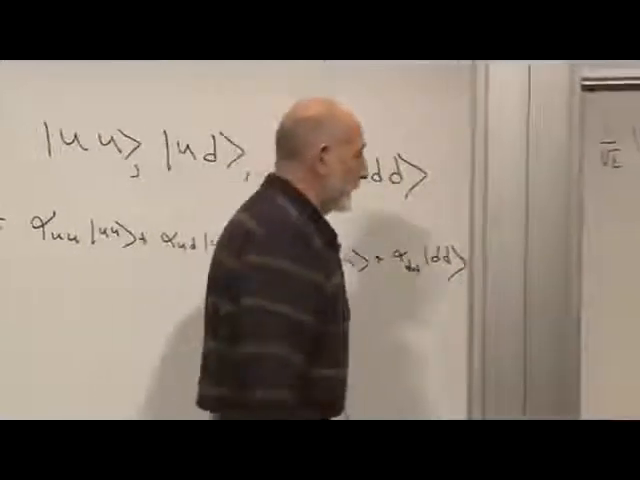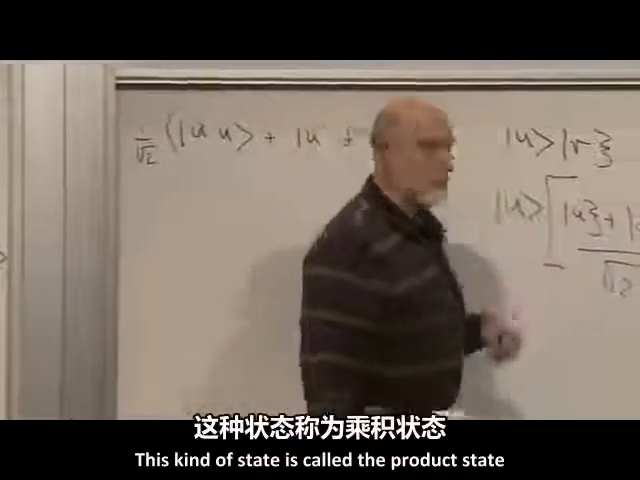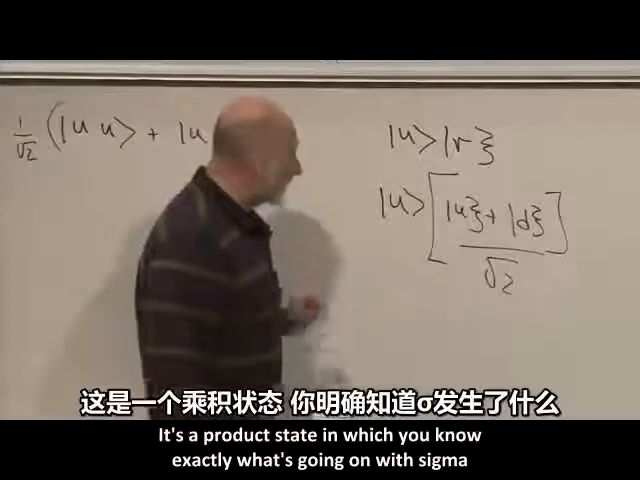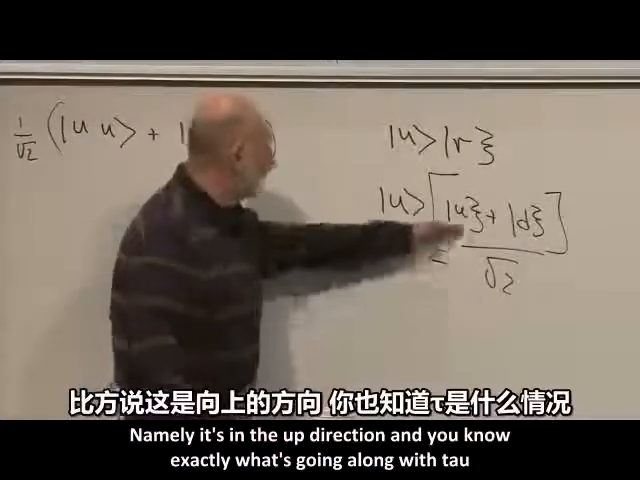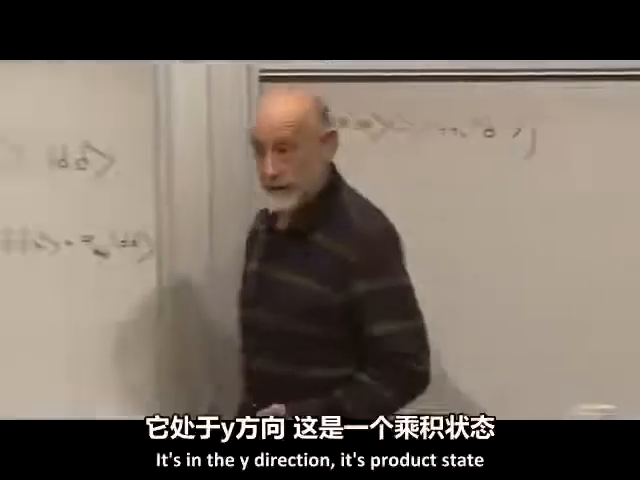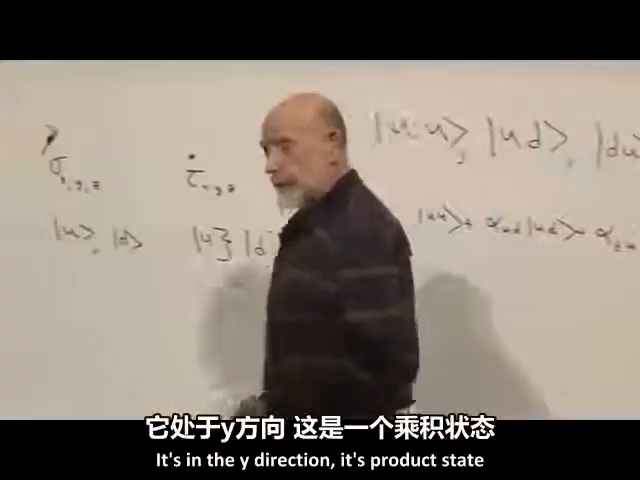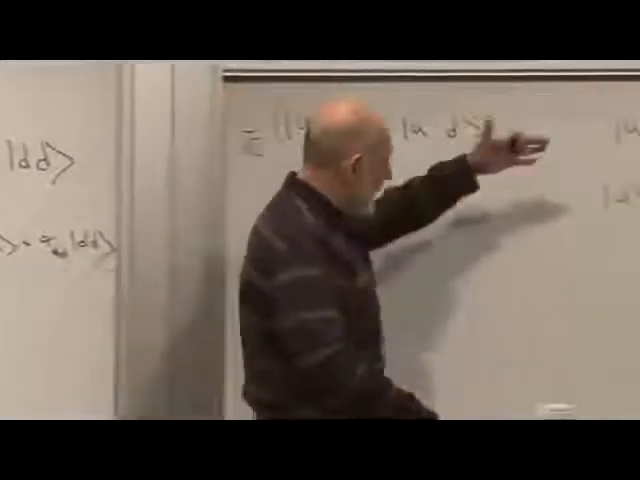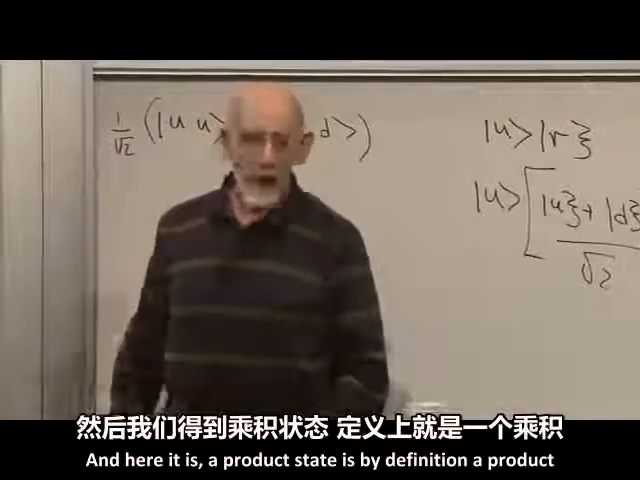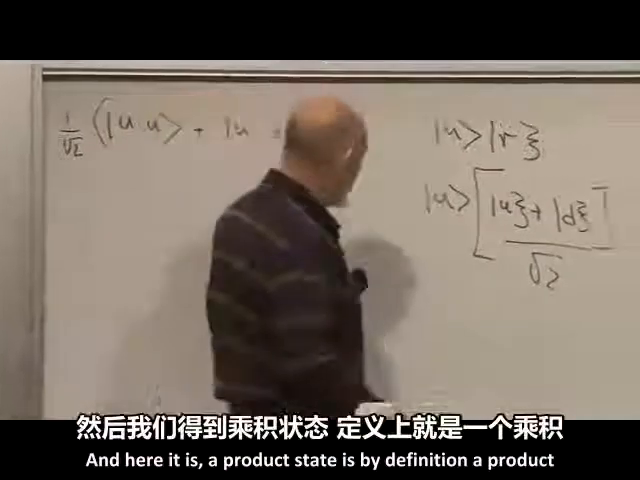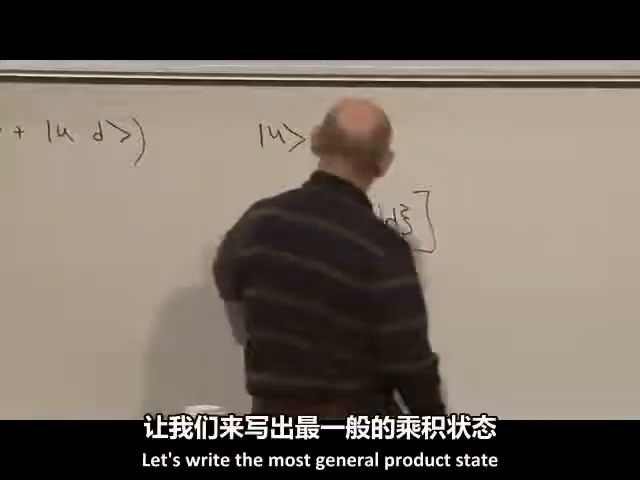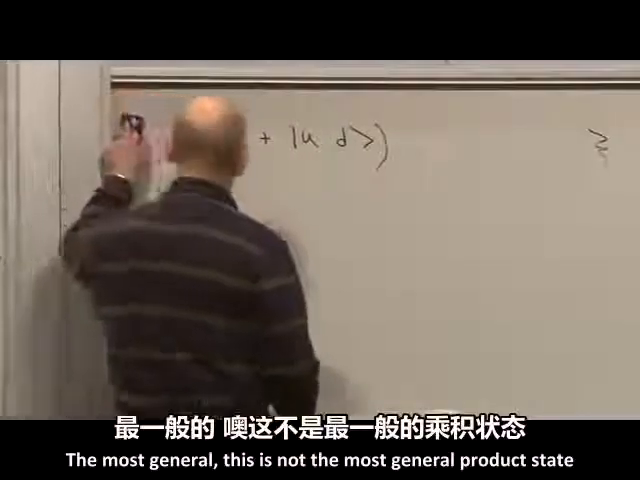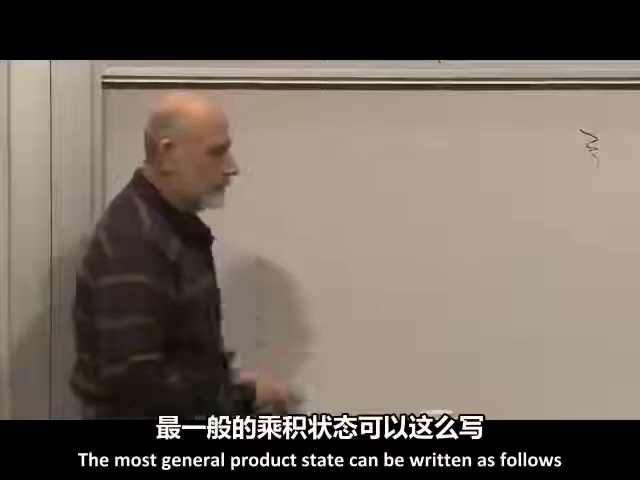And, you know, okay. This kind of state is called a product state. It's a product state in which you know exactly what's going on with sigma, namely it's in the up direction, and you know exactly what's going on with tau, it's in the right direction. There's a product state, and it's simply two separate things which were prepared independently, and here it is. A product state is by definition a product. Let's write the most general product state. This is not the most general product state. The most general product state can be written as follows.